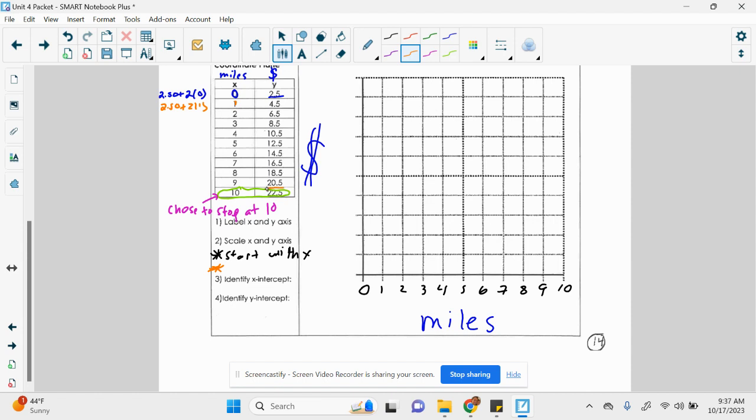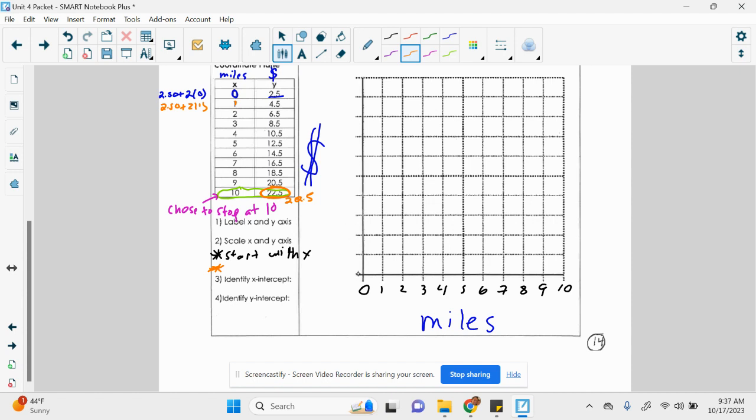So what we have to do when we scale our Y's is look at our largest Y value, which is 22.5. We need to make sure that our graph goes up to at least 22.5. I know that there are 1, 2, 3, 4, 5, 6, 7, 8, 9, 10 boxes on here. Now, we could do one of two things. We could go by threes. That would get us to 30. Or what I'm going to do is this.